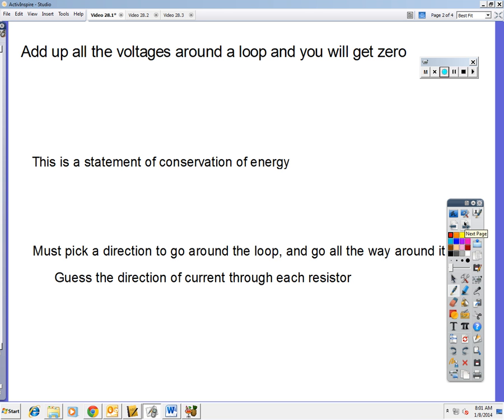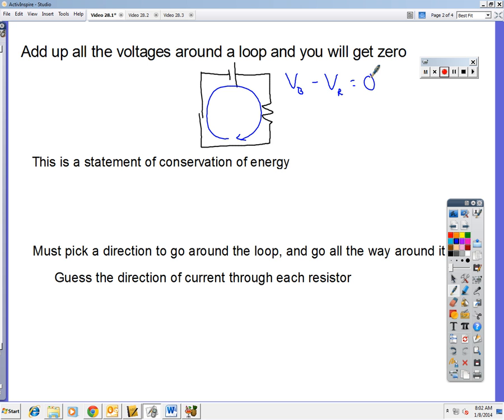Now, what Kirchhoff's loop rule says is that if you have a loop in a circuit, you add up all the voltages around it, and you'll get zero. So, very simple circuit. Let's say that we have a battery and a resistor. What this basically says is if we go around the circuit like this, the battery voltage minus the resistor voltage equals zero.